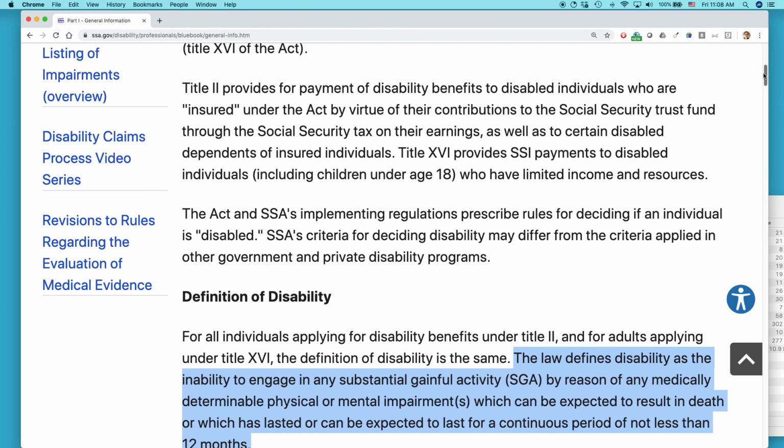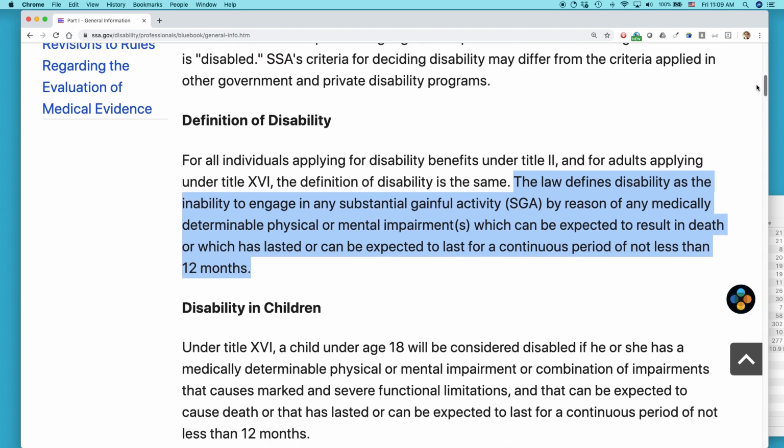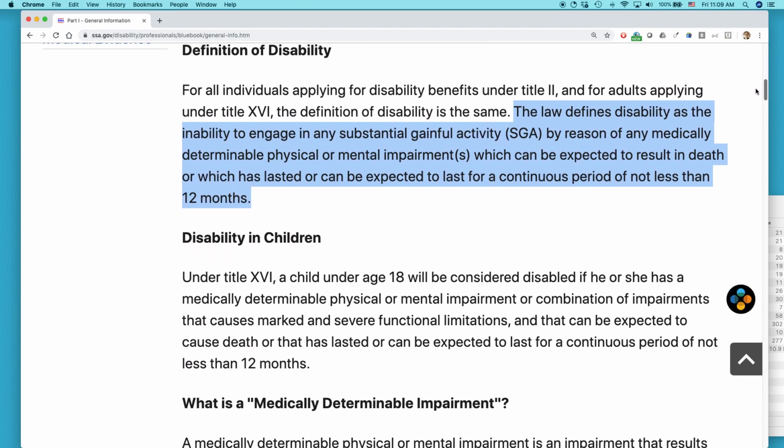And right now, I am on the Social Security website, available at ssa.gov, and they have a couple important parts. The first one is a definition of disability. The law defines disability as the inability to engage in any substantial gainful activity, SGA, by reason of any medically determinable physical or mental impairments which can be expected to result in death or which has lasted or can be expected to last for a continuous period of not less than 12 months.